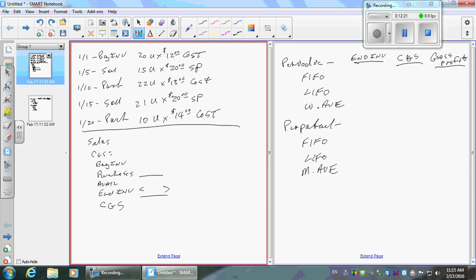So what I start with at the beginning, I add what I buy, purchases, to get what's available. If I subtract what's left at the end, guess what? That's what I don't have, which is what I sold, cost of goods sold. Okay, so sales less cost of goods sold would be what? Gross profit. That's what we're doing.